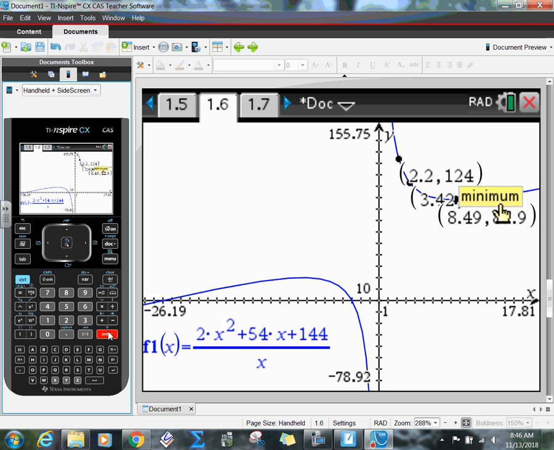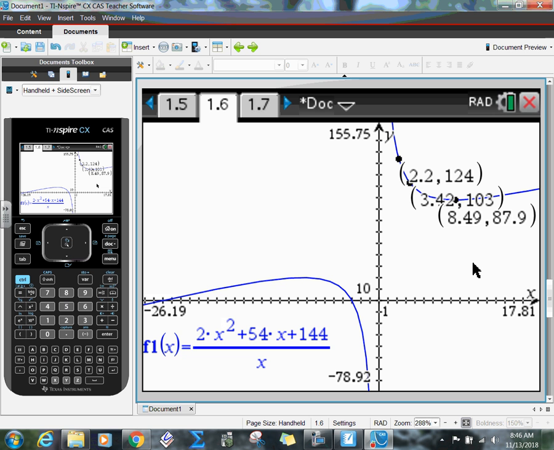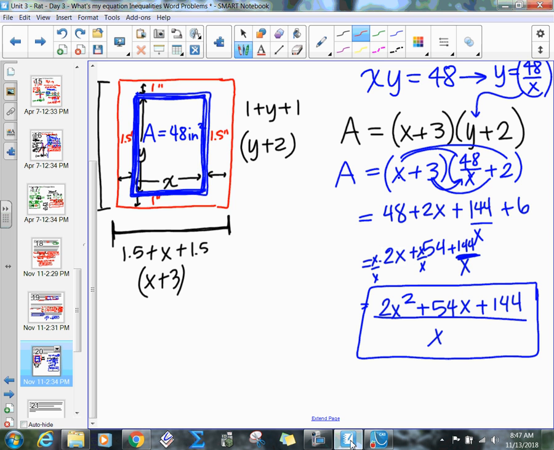Okay, there we go. 8.49 is what we're looking for. So when x is 8.49, my minimum y value is 87.9. So my minimum is x equals 8.49, and that gives me an area of, what was it, 87.9. Okay, so this is my x value.